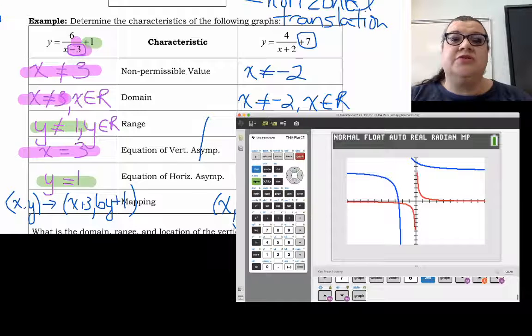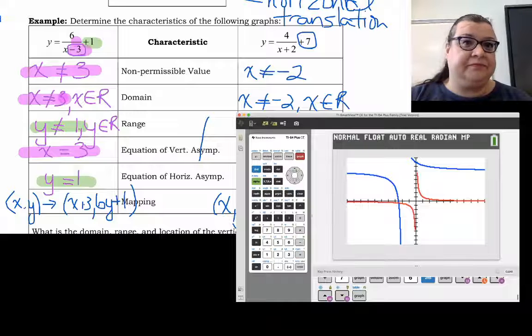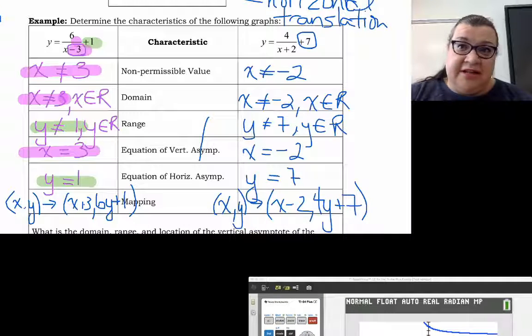Okay, and we've also stretched this. We've stretched it by a factor of 4. So we've taken each y value and timesed it by 4, and then shifted it up 7. That's why we're seeing a more drastic curve than we did on the original one. All right, so that's our basic transformations.